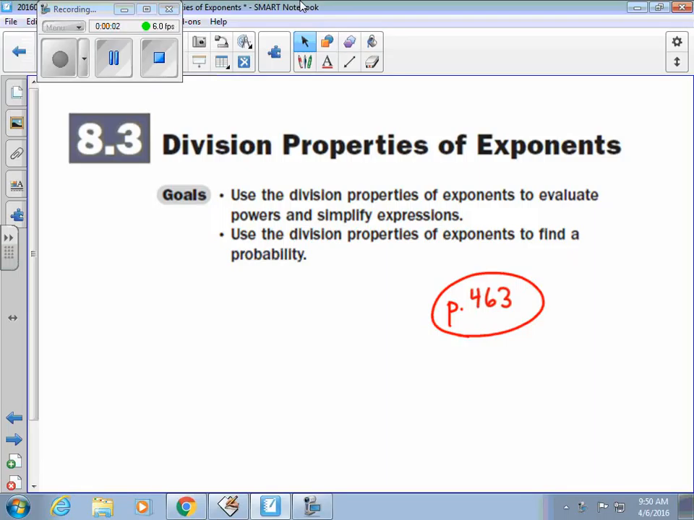This is Algebra 1, lesson 8.3. We're doing division properties of exponents. A couple of goals we have, objectives. We're using division properties of exponents to evaluate powers and simplify expressions, and then we're going to use those to find probabilities. Beginning on page 463 in your textbook.